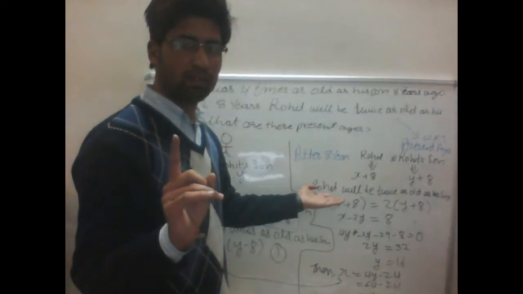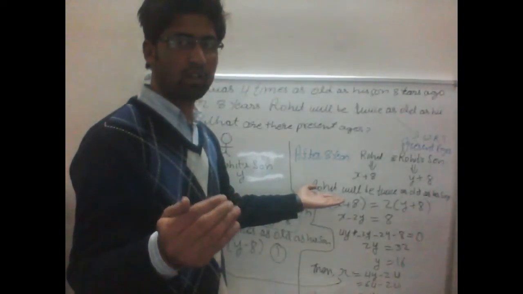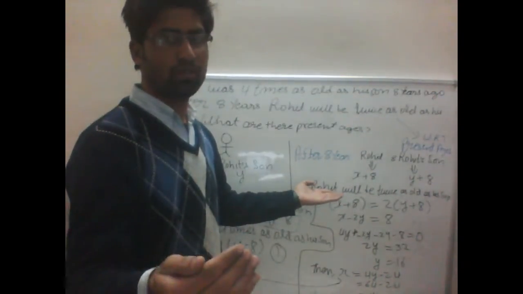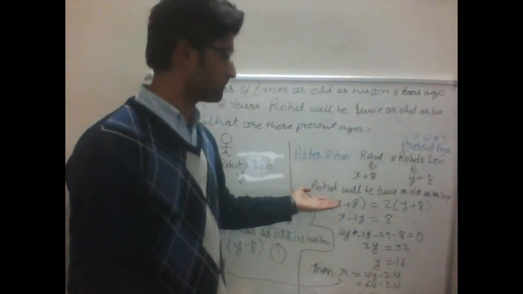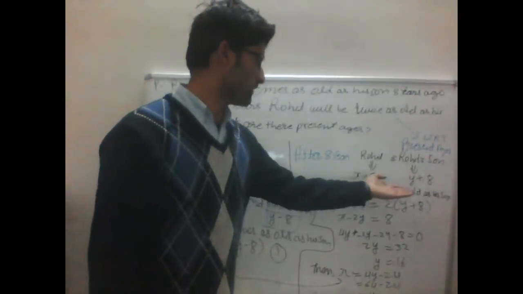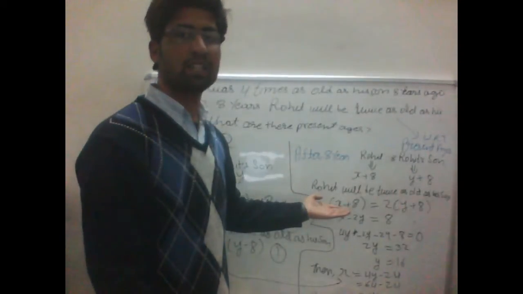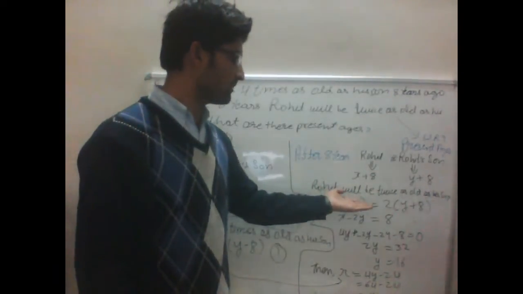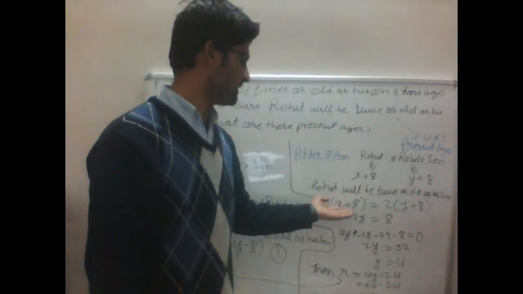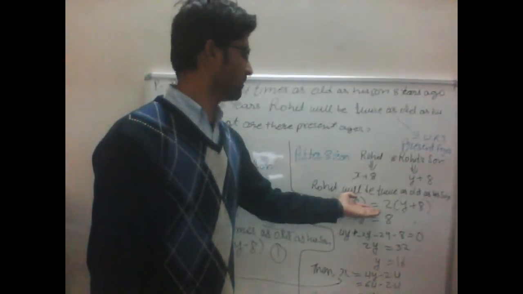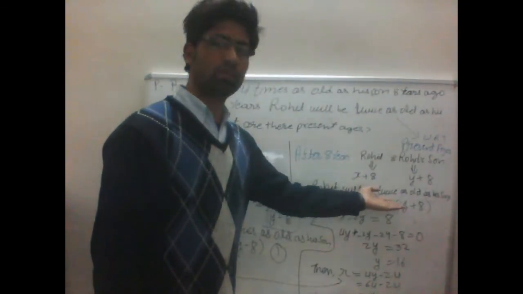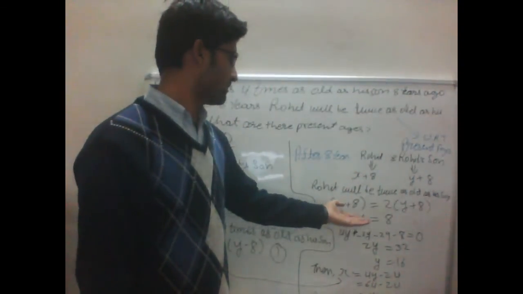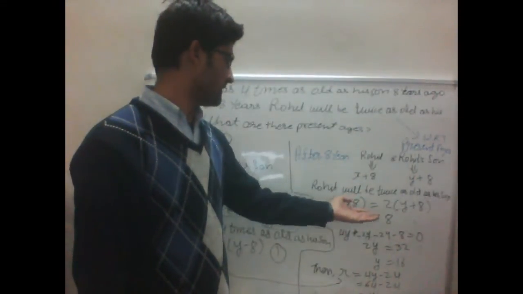Do you know the relation, like if I say now I am 11 years old, so 2 years ago I was 9, thrice of 3. Similarly, just like that, Rohit will be twice as old as his son. So X plus 8, they are standing in which time frame? 8 years later. So what is the relation between the ages? X plus 8 is equal to twice as old as his son, twice of Y plus 8. Now proceed further. X minus 2Y equals 16 minus 8, that is 8.